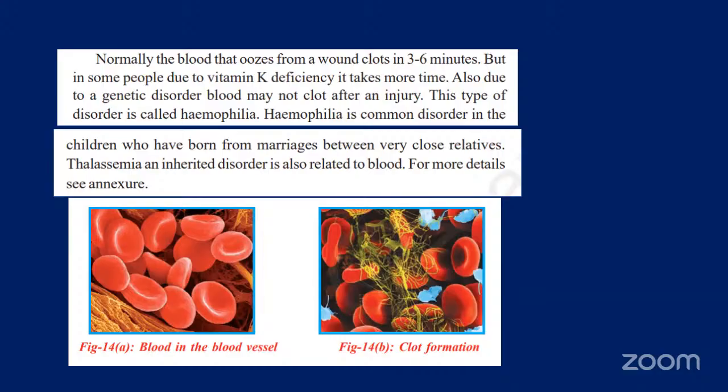Also due to a genetic disorder, blood may not clot after an injury. So this type of disorder is called hemophilia అని చెప్పుకోవచ్చు. Hemophilia is a common disorder in the children who are born from marriages between very close relatives. So relatives మధ్య marriage అయితే వాళ్ళకి born అయ్యే పిల్లలకి అలాంటి common disorder అయ్యి ఉండొచ్చు, వచ్చే ఛాన్స్ ఉంటది. And thalassemia, an inherited disorder, is also related to blood.